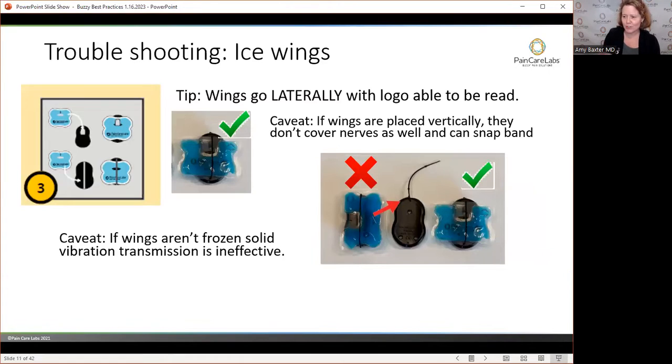All right, some quick troubleshooting, and then we'll go into the science of how it works and some of the cool things that have been discovered in the decade of research that's been done.